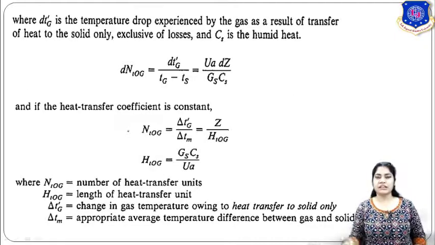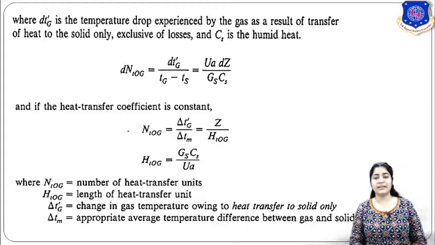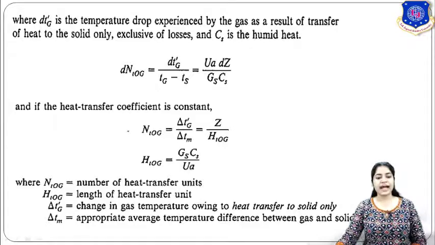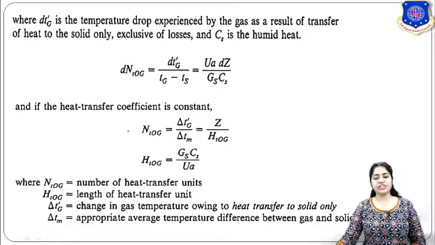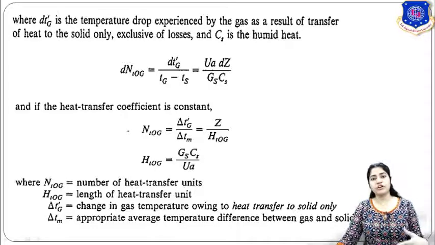If the heat transfer coefficient is constant, then you get the following relation: NtOG is equal to delta Tg dash upon delta Tm. What is delta Tm? That is the average temperature difference, right? And delta Tg dash is the change in gas temperature owing to heat transfer to the solid only. Because here we assume that dTg is what we get by neglecting the heat losses. But delta Tm, as it is the average, does incorporate the heat losses also.